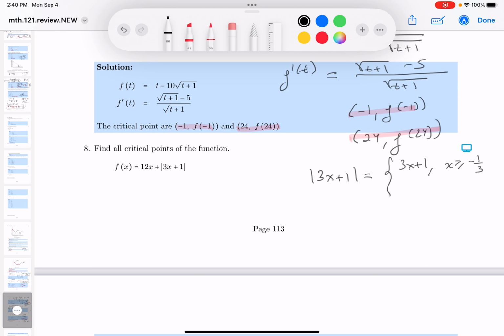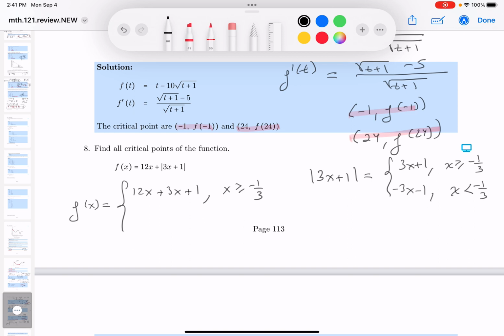And then it's going to equal the opposite of that, which would be minus 3x minus 1, if the x is below minus 1/3. So something interesting happens at minus 1/3. So let's write this down. F of x is equal to 12x plus 3x plus 1, and that's if x is greater than or equal to minus 1/3.